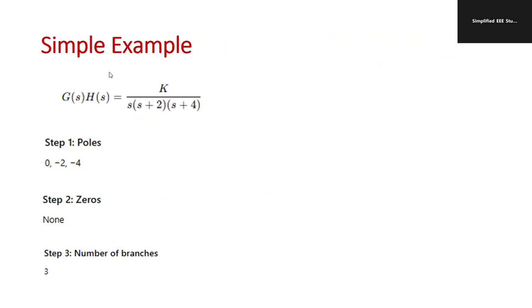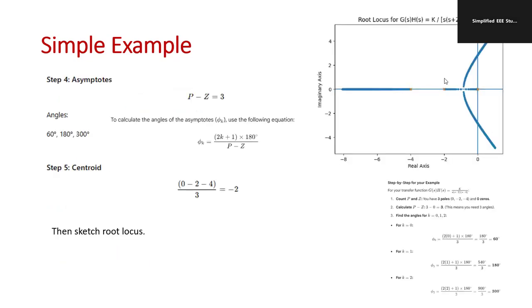Okay, we have a simple example: K by s into (s plus 2) into (s plus 4). First of all, determine the poles by equating the denominator polynomial to 0. Then find the zeros. Since there are no zeros available, you have to take it as none. Number of branches will be equal to number of poles. We have 3 poles, so there will be 3 branches. So you have to plot the number of branches first.